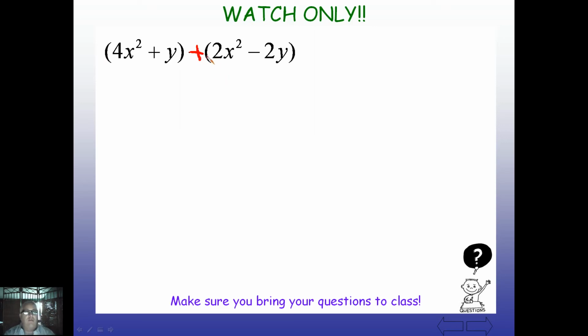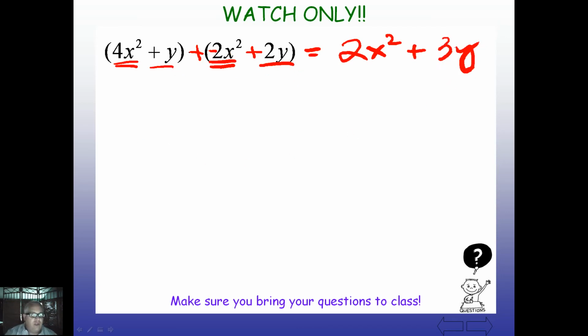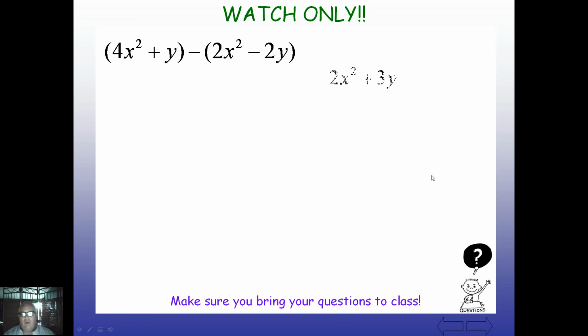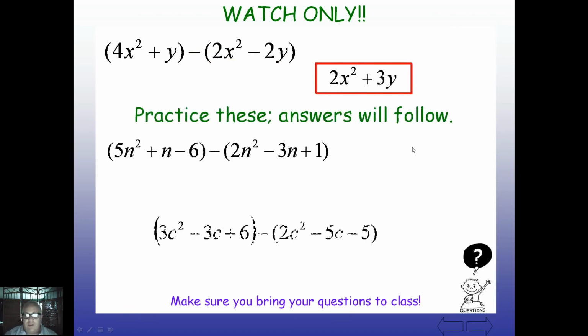Now what's the trade-off? Remember when we had algebra tiles, we took those and flipped those tiles upside down. So I'm going to change this to negative, and I'm going to change this to adding 2y. And now we can just go to work. 4x squared plus negative 2x squared, well that's going to be 2x squared, right? 4 and a negative 2. And a positive y and a positive 2y gives us positive 3y. Let's go ahead and check our work and see how we did. There we are, 2x squared plus 3y.